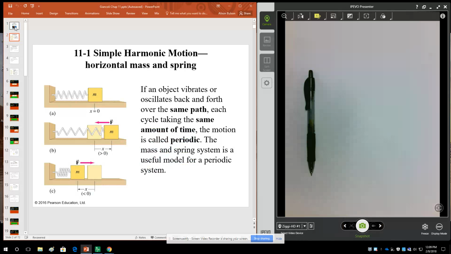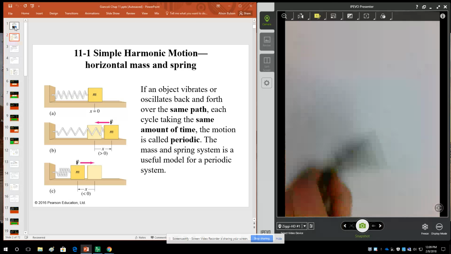So, simple harmonic motion, section 1. We discussed this at the end of class on Wednesday, February 7th. But there was a lot of back chatter, and we should probably make sure everybody's on the same page. If and when an object vibrates or oscillates back and forth over the same path, each cycle taking the same amount of time, we call that kind of motion periodic.